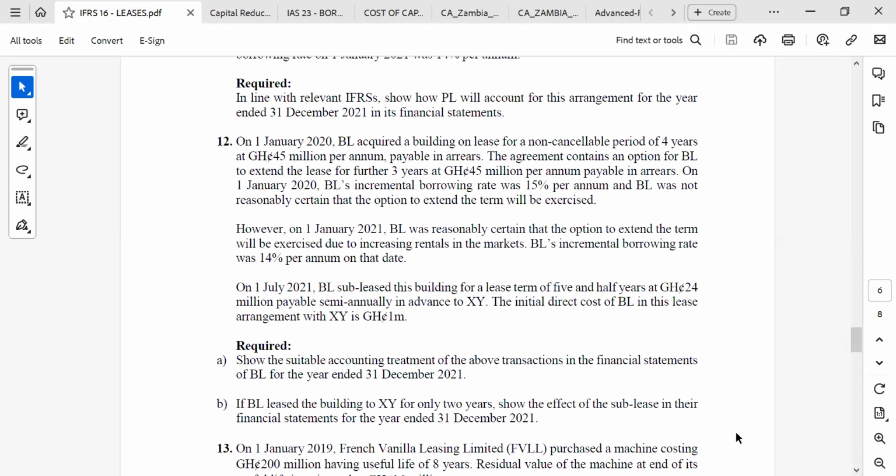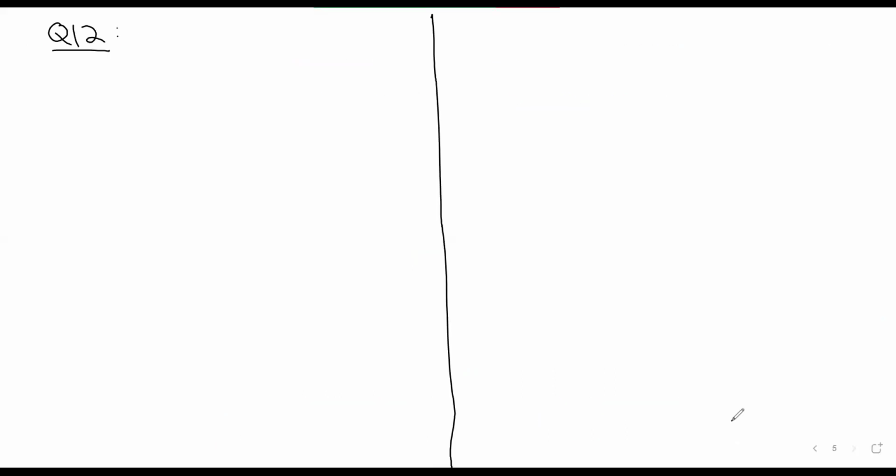In the first year, January 2020, what will be the lease period? Four years. Okay, because they are not certain about the option. You can only include the option if they are certain that it will be exercised. So they are not certain. They are still going to be looking at a non-cancelable period of 4 years. So we have to calculate the lease liability in 2020. In January 2020, they estimated that they are only going to be leasing this for 4 years.